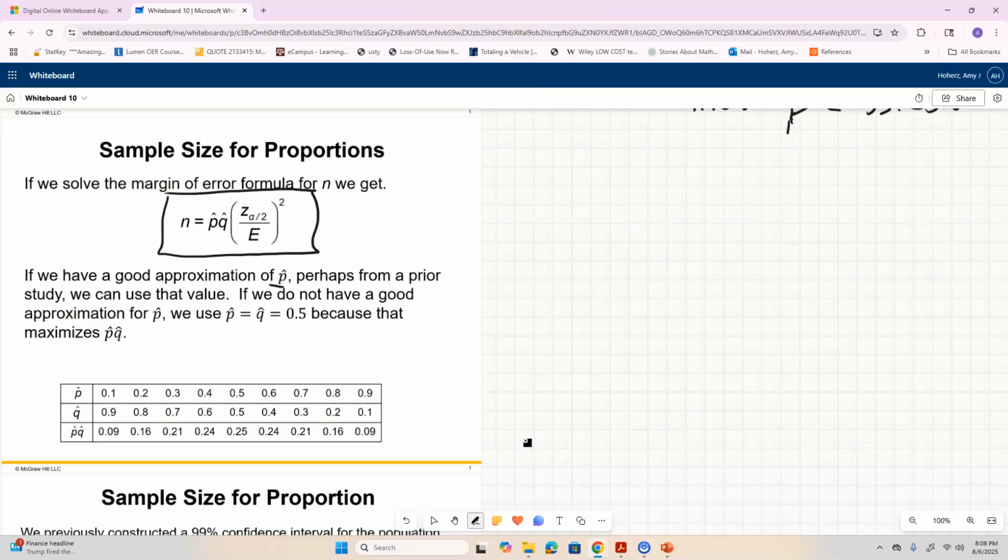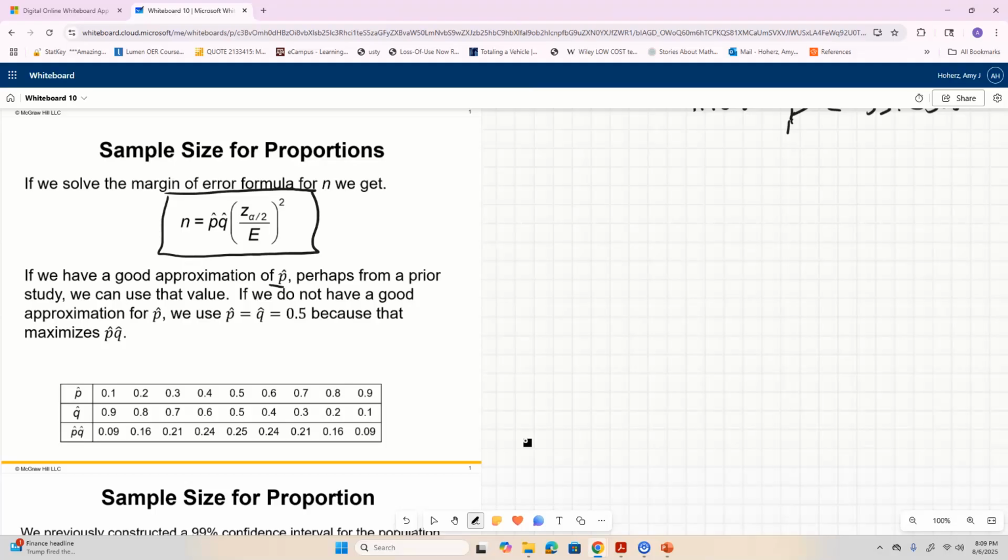So we won't know p-hat. And so maybe from a prior study you have an idea of what p-hat might be. You could use that. If you don't have that, then what they do is, if we don't know p-hat, then we say p-hat and q-hat are 0.5. And the reason that we do that is we want to err on the side of caution, so make our sample size as big as could possibly be needed.